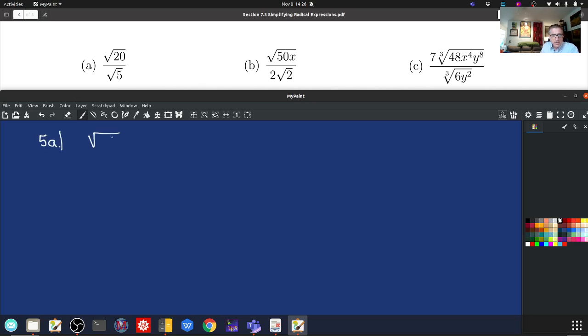So the square root of 20 divided by the square root of 5. So we're going to do the other direction. This is equal to the square root of 20 divided by 5. And you should always go this way if the radicand in the numerator is divisible evenly by the radicand in the denominator. So that's equal to the square root of 4. And you all know that one. That's equal to 2.